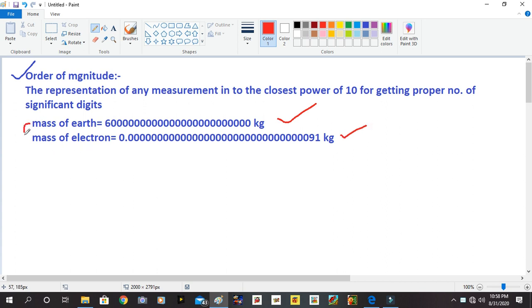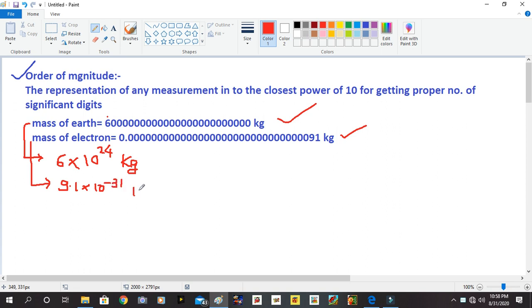Then what I can do for the mass of earth is write in short: 6 into 10 raised to 24. After 6 there are 24 zeros, which indicates that 10 has power 24. This is the representation of the same number, so I can say this is the mass of earth in kilogram. If I want to write the mass of electron, it is better to write it like this: 9.1 into 10 raised to minus 31 kilogram.